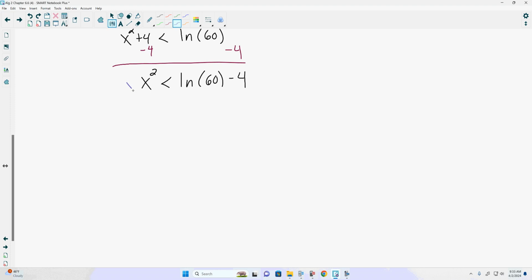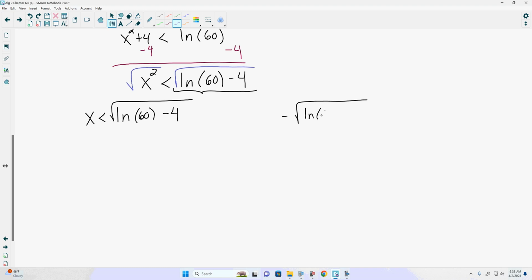So we can square root both sides. There's nothing wrong with that. Now the square root of x squared is x, which is less than the square root of the natural log of 60 minus 4. Yes? But what did we normally do when we square rooted both sides? We had to add the plus or minus, because the square root of x squared is indeed x, but the square root of the natural log of 60 minus 4 is the positive case, and we also have the negative case.